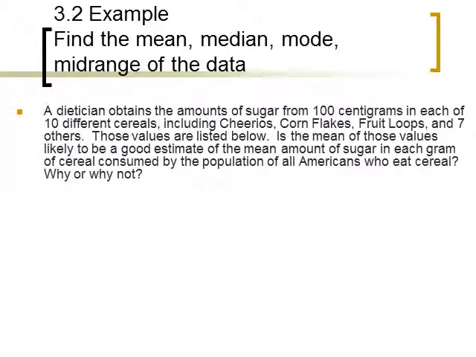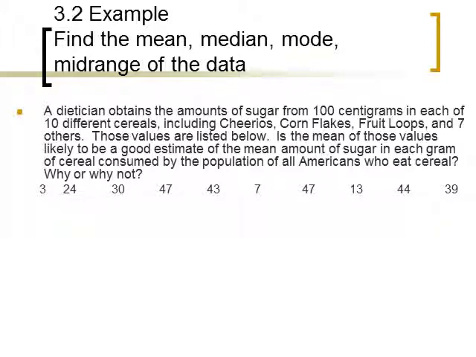Here we're going to put it all together, and we're going to find the mean, the median, the mode, and the mid-range for the data that corresponds to this word problem. A dietitian obtains the amounts of sugar from 100 centigrams in each of 10 different cereals, including Cheerios, Corn Flakes, Fruit Loops, and 7 others. Those values are listed below. Is the mean of those values likely to be a good estimate of the mean amount of sugar in each gram of cereal consumed by the population of all Americans who eat cereal?